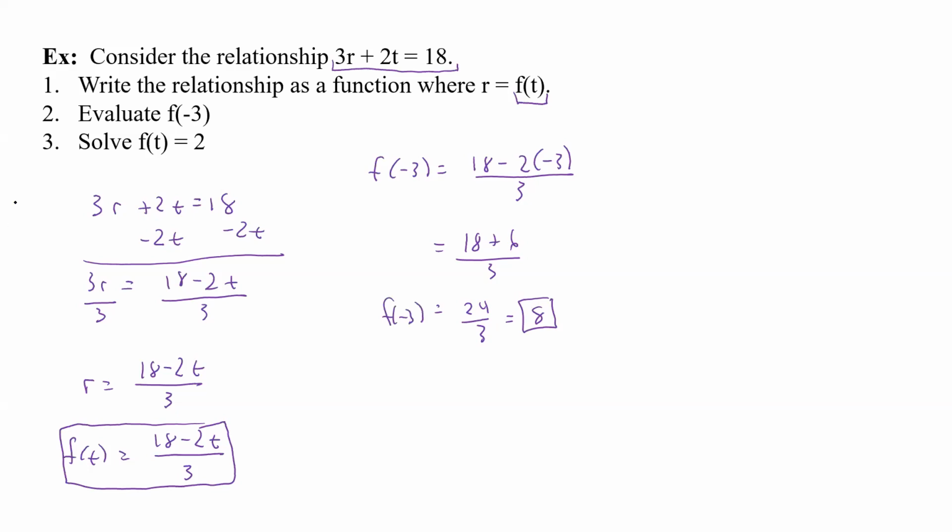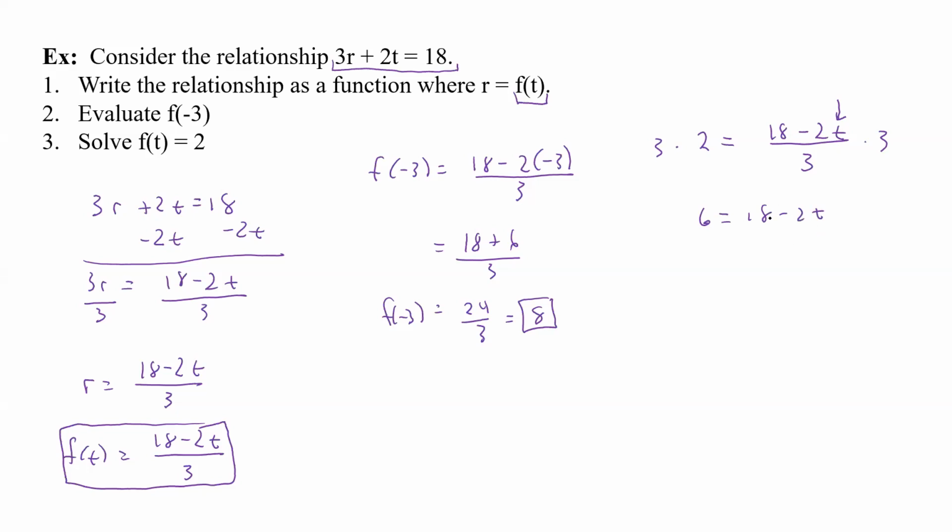All right, now the next one says, okay, well, f of t is equal to 2. So what we're going to do is replace f of t in our original function with 2. So 2 equals 18 minus 2t all over 3. And what we want to do is solve. And what that means is we have to solve for what's left. Well, what's left is that t. So we have to get rid of everything on this right side except for t. So first, we'll multiply both sides by 3.